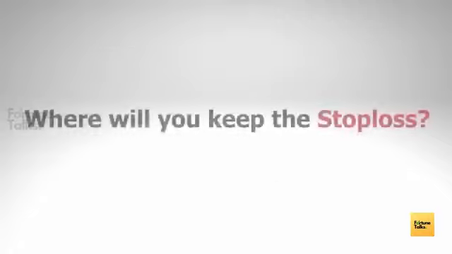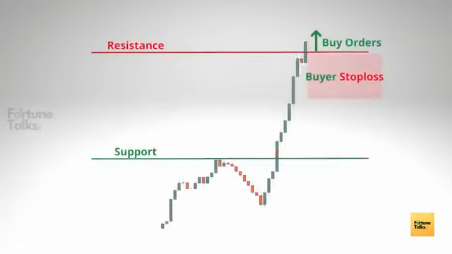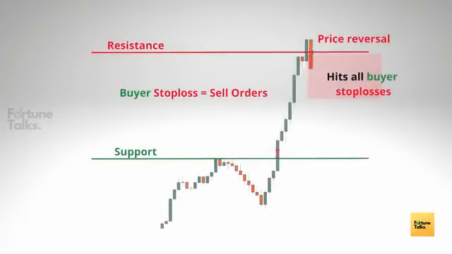Now this is where the twist in the plot comes. Where will you put your stop loss? Because you are taking a breakout trade, it is pretty obvious that you will put your stop loss under the resistance, or maybe in the middle of the range or somewhere in that close vicinity. What is the importance of this? What this means is that if the breakout fails, it is going to hit all these clusters of stop loss orders placed under the resistance.